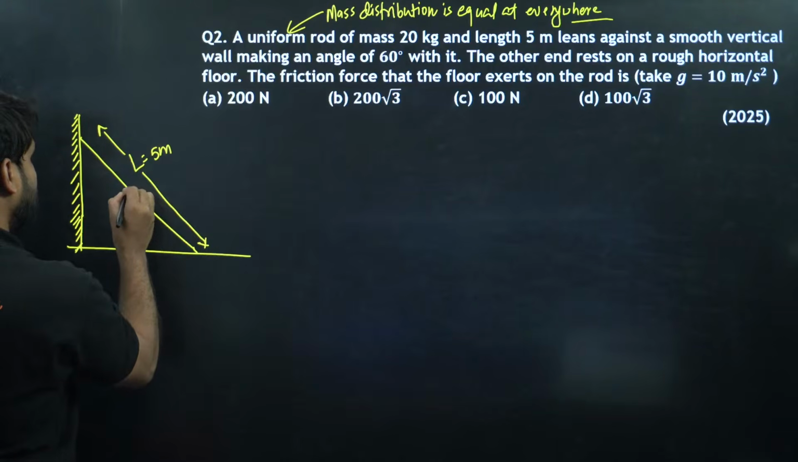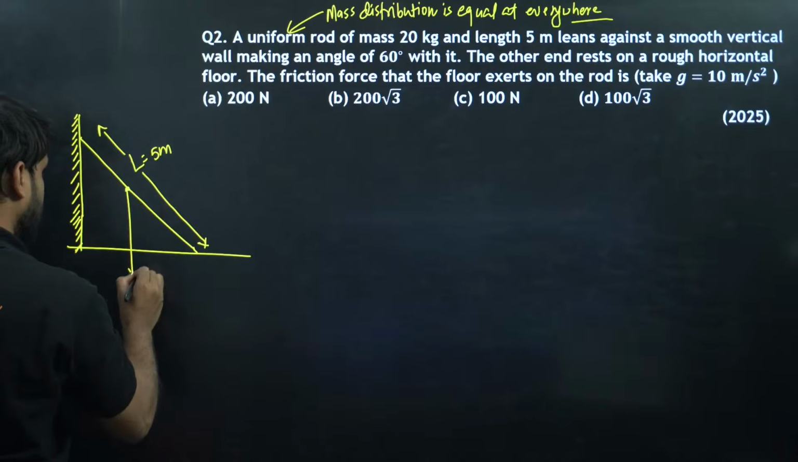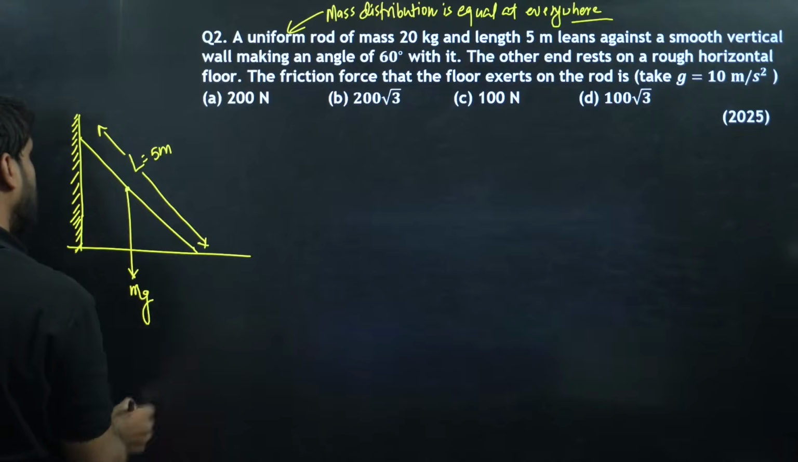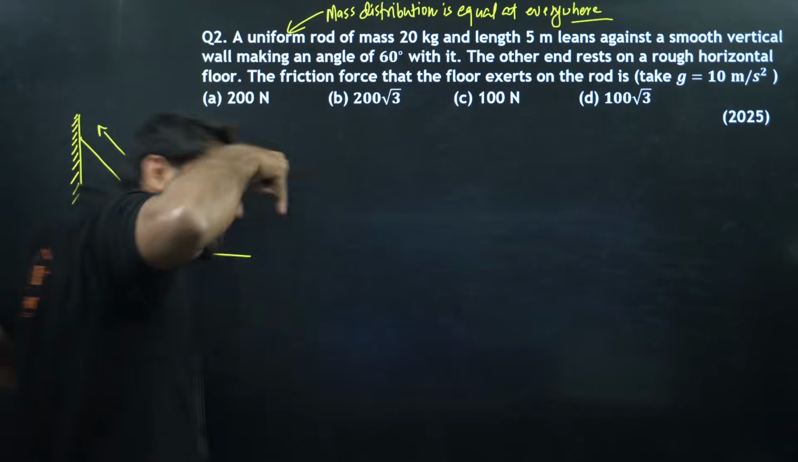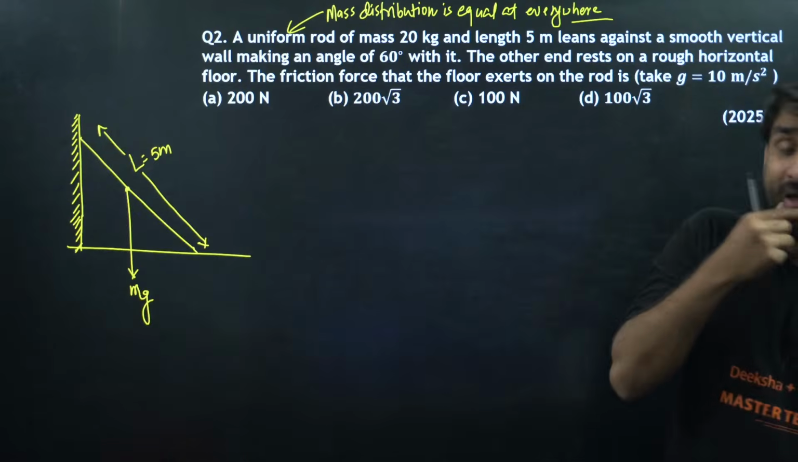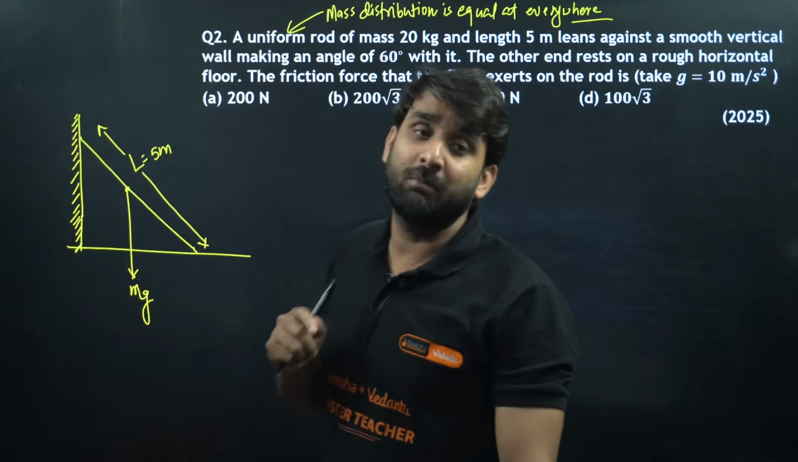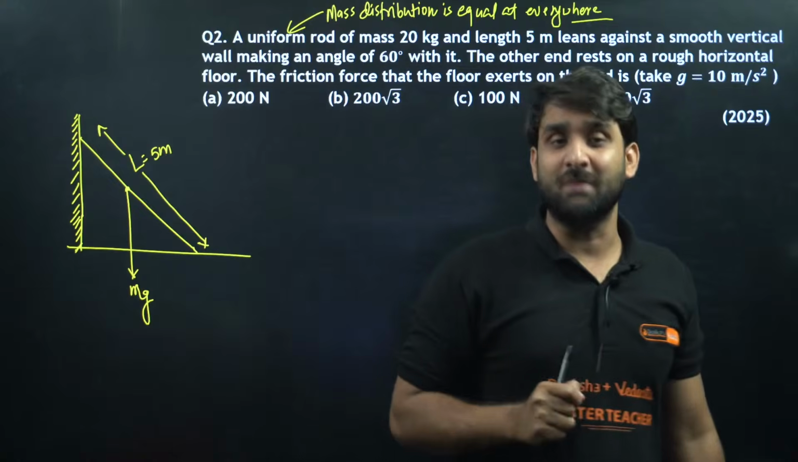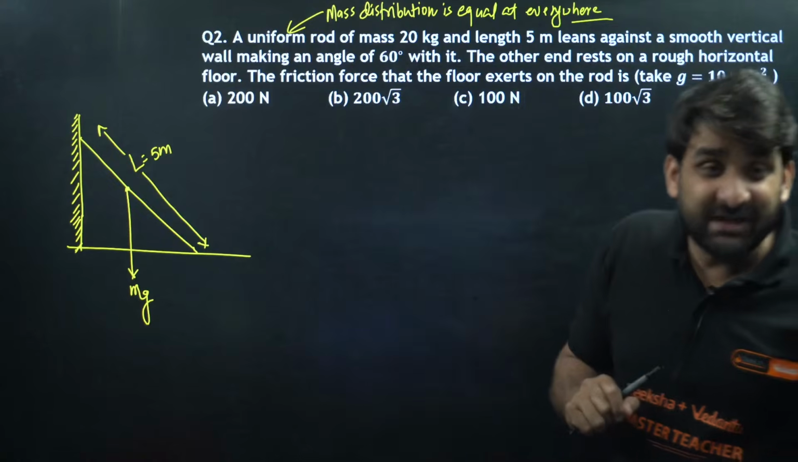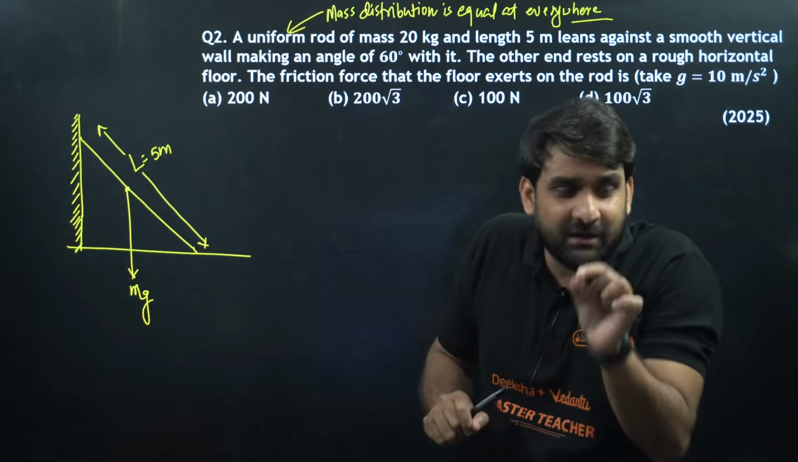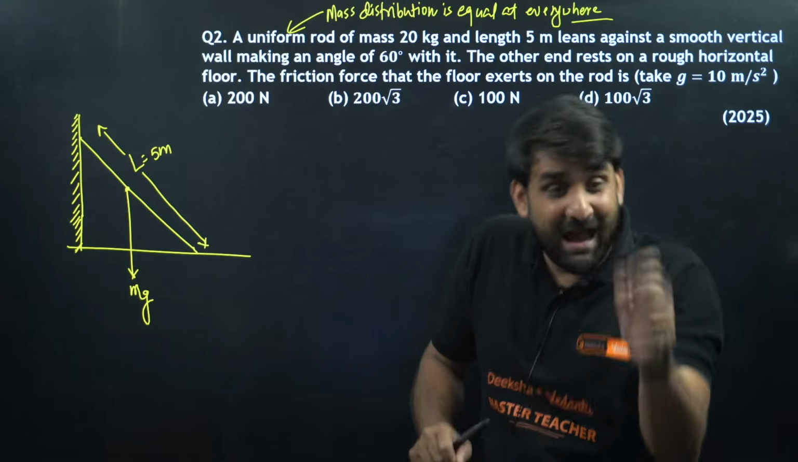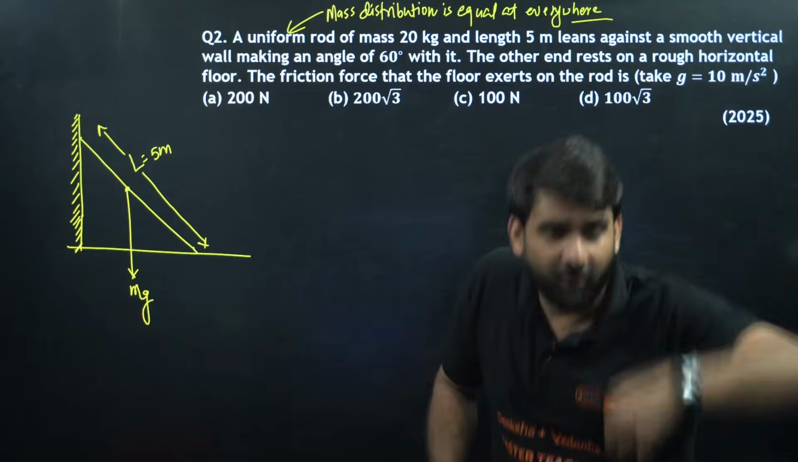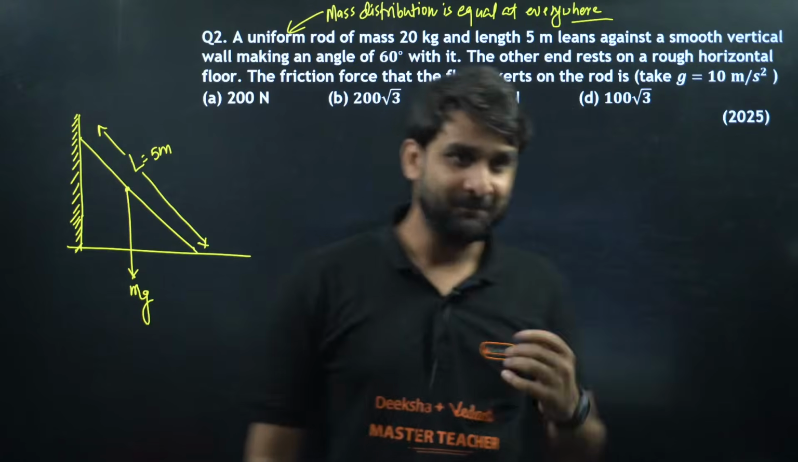So at the center here, this will be the mg. I'm putting the weight here exactly from the center. Why? Because the rod has uniform mass distribution, so the center of mass will be exactly at the center, and if the center of mass is exactly at the center, the weight will act from the center in the downward direction. So this is the weight.